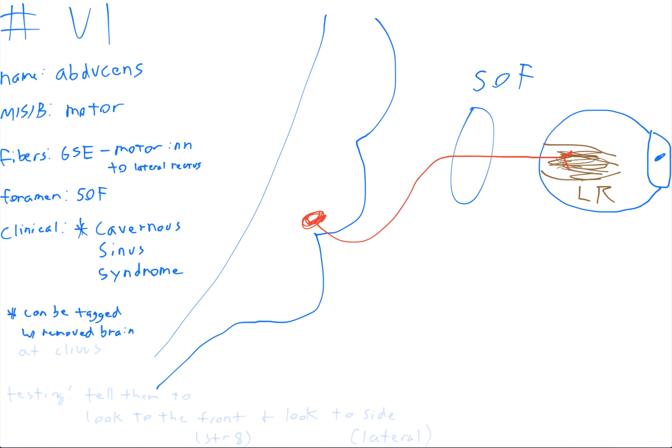Testing, you just tell them to look front and then look to the side. That's the only clinical thing. Refer to the chart, but it's just tell them to look straight and lateral. That's it. It's easy. So take about a 5-minute stretch, make it short so that we can get through the 5th nerve. Walk around outside, clear your brain for a few minutes, then come back.